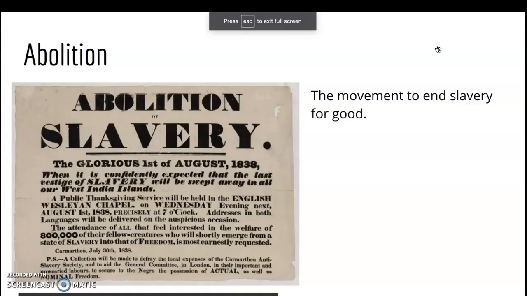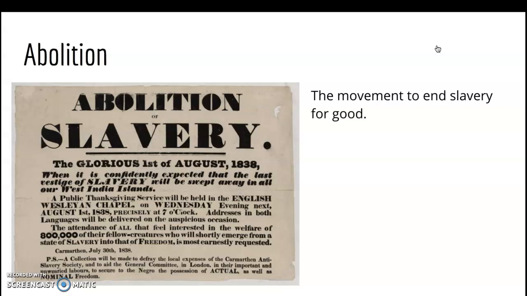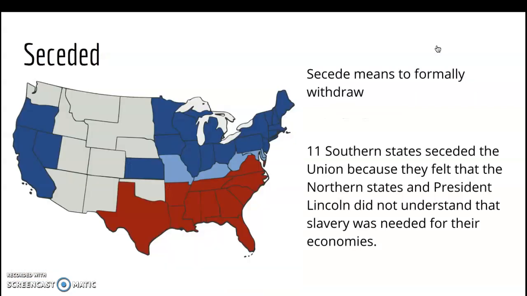The next word I would like to discuss is abolition. Now remember, the word abolition means the movement to end slavery for good. Now, when President Lincoln was elected, one of his main standpoints as running for president is that he wanted to abolish slavery. Now, abolition is quickly done. That means slavery would be quickly finished and over. Secede. The word secede means to formally withdraw.